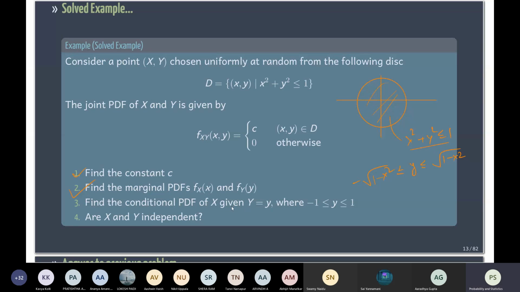Now we have to find the conditional PDF of x given y, where y is between this. So, conditional PDF, what was the definition that we just noted down? This is given by the joint of x, y divided by the marginal, and since the condition is on y, we divide by f_Y(y). We have the joint, and we have found the marginal just now, so it's a matter of taking the ratio.